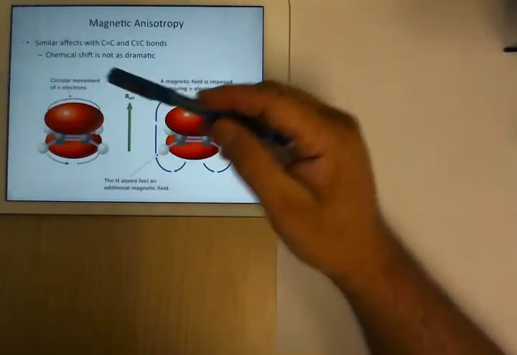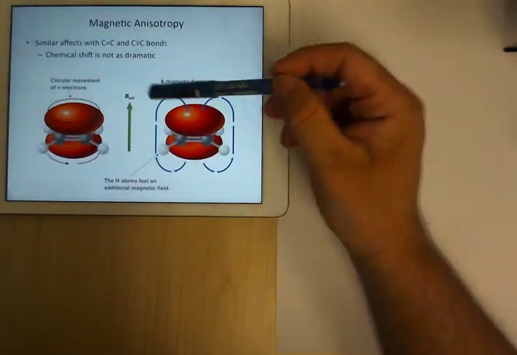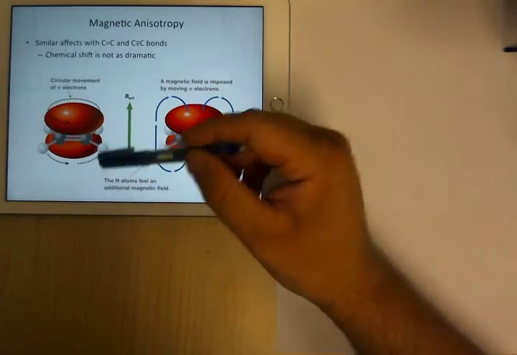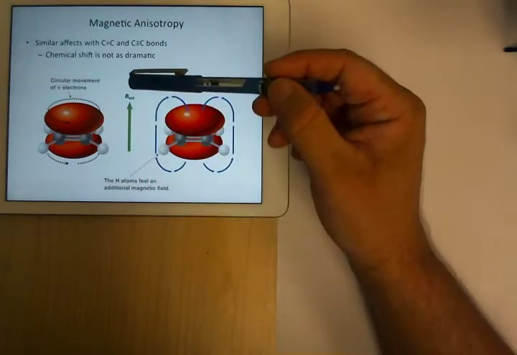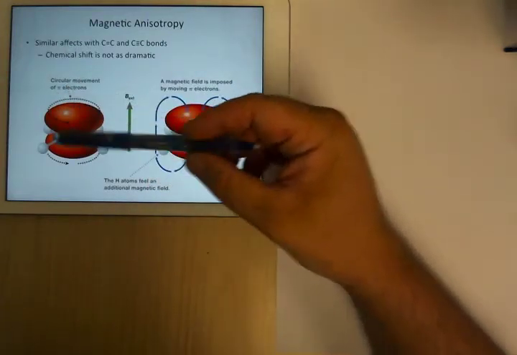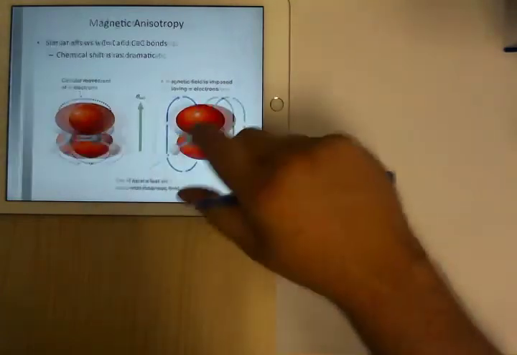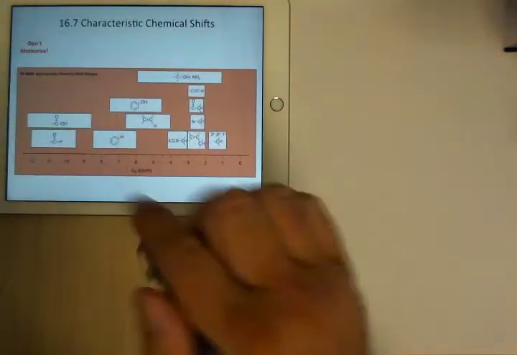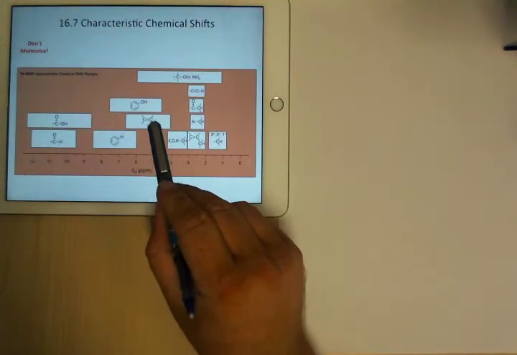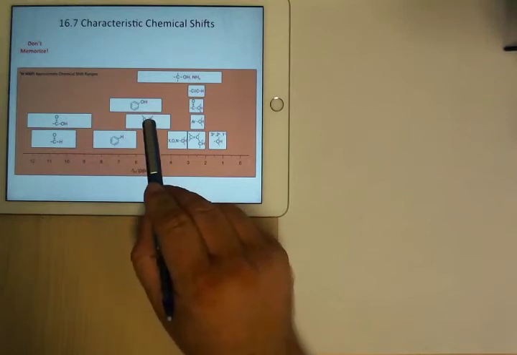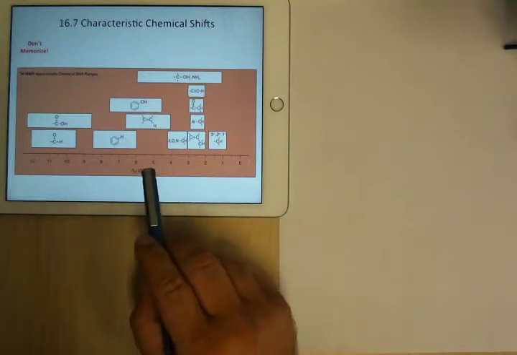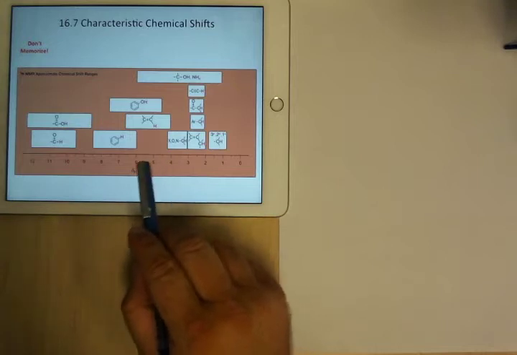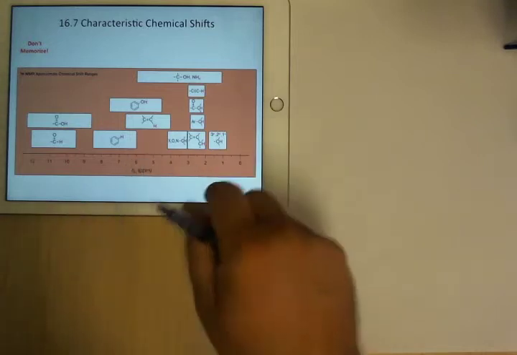You do see this with regular double and triple bonds. Not so much with triple, but definitely with double bonds. Again, you have the circular motion, it's just not quite as big of an effect, which you can see here, where if you're next to just a regular alkene, it's shifted down to this 4 to 6 region, particularly the 5 to 6 region.